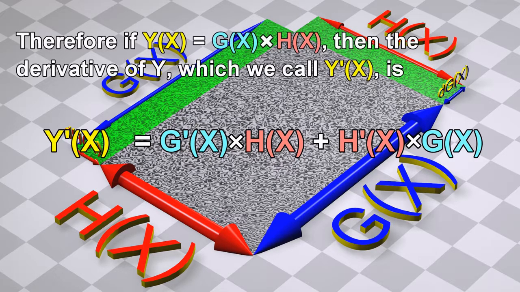Therefore, if y equals g multiplied by h, then the derivative of y, which we call y prime, is equal to g prime multiplied by h plus h prime multiplied by g.